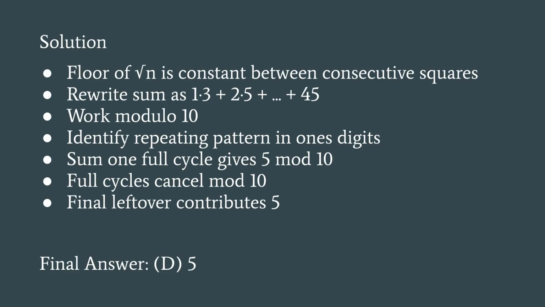After that, the remaining partial block contributes 0 as well, and the final leftover term is 45, which contributes 5 to the ones digit. So the final ones digit of the entire sum is 5. The final answer choice is D, 5.